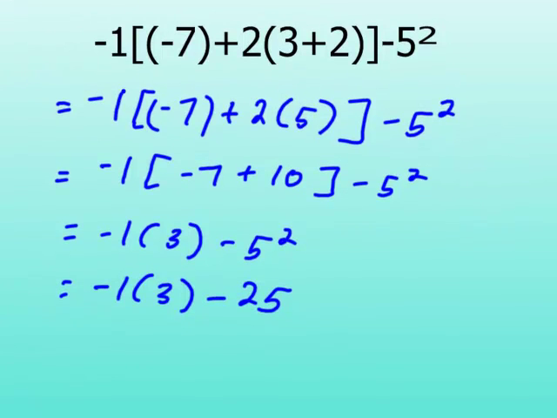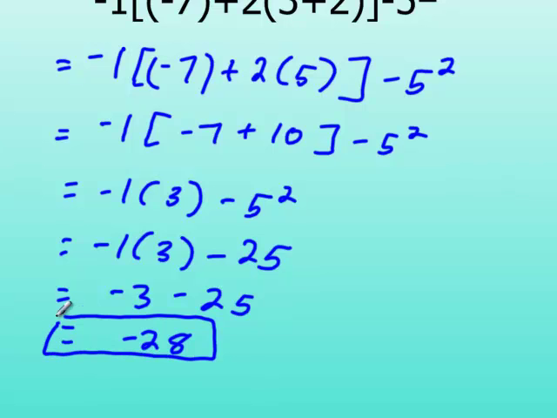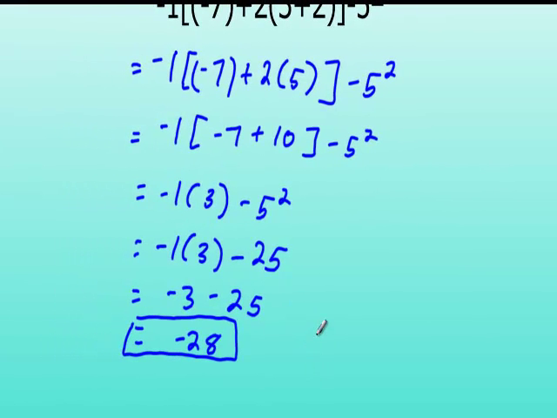Now, I have multiplication and subtraction left, so I'm just going to say negative 1 times 3, which is negative 3, minus 25. And finally, I can say negative 3 minus 25, which is going to give me a negative 28 to finish up this problem. Now, I showed every little step that I could. You don't have to show all these steps, but you do need to show quite a few so we know what's going on. And if you make a mistake, we can pinpoint where you made that mistake. Anyway, that's the end of this tutorial.